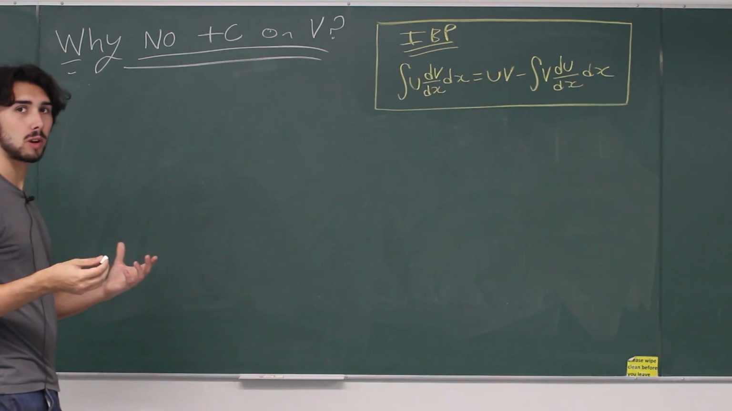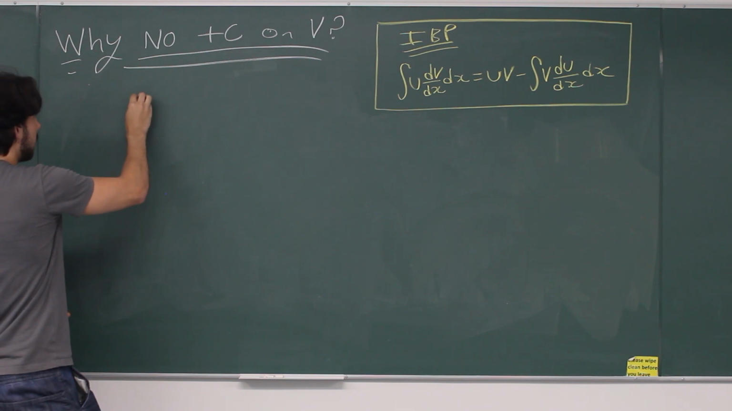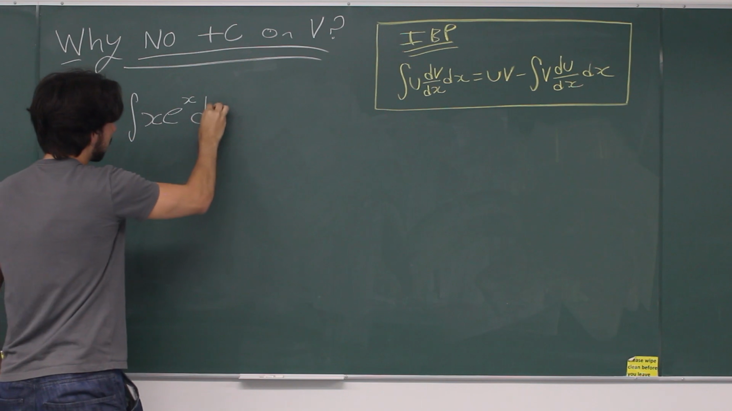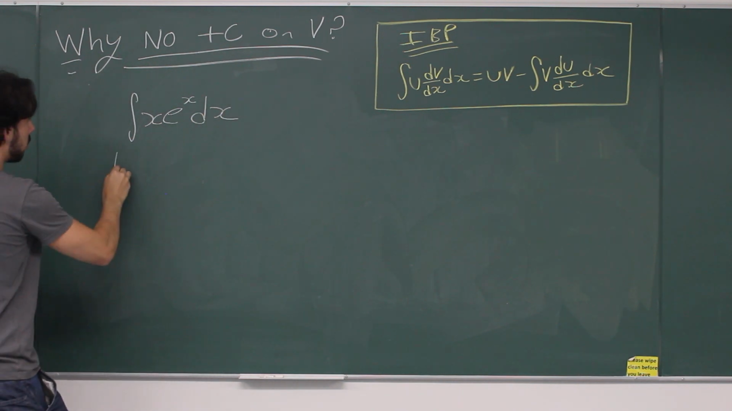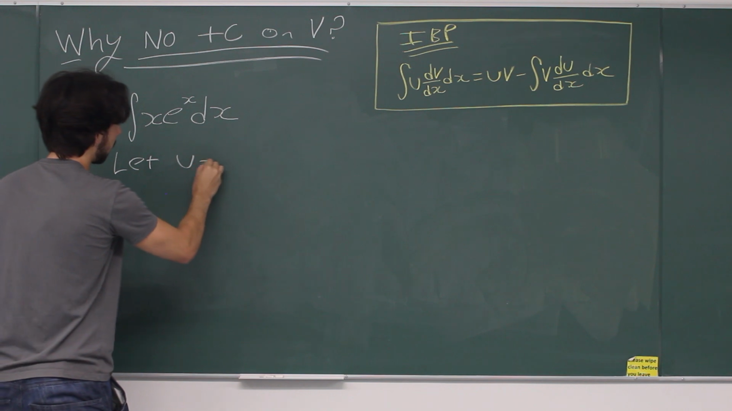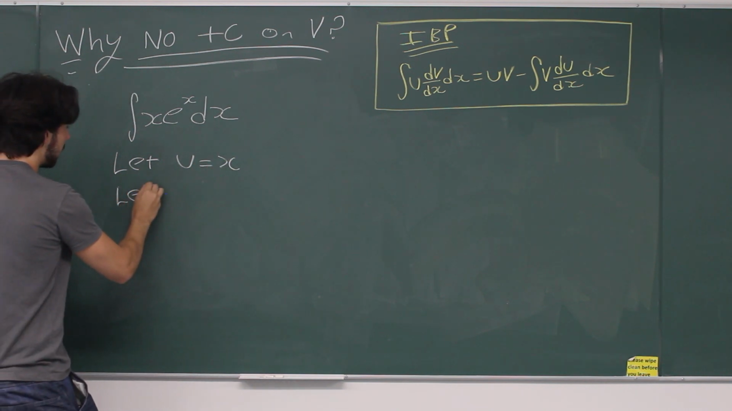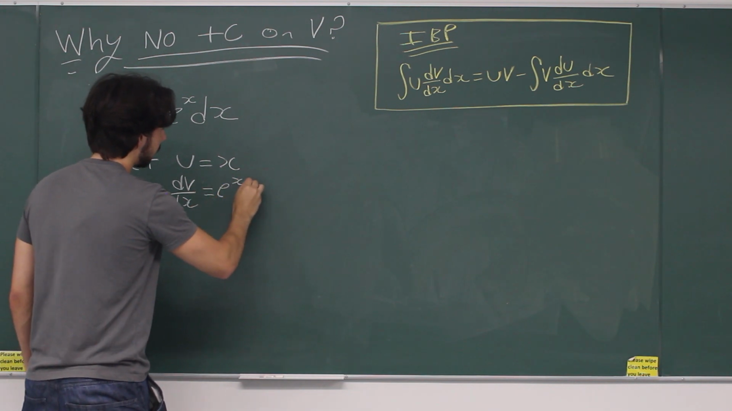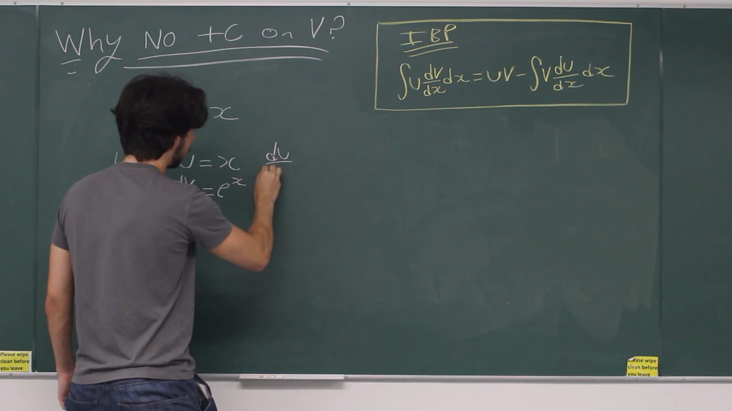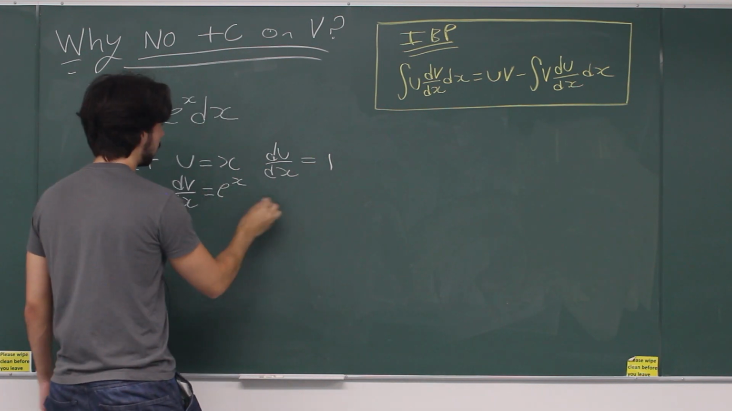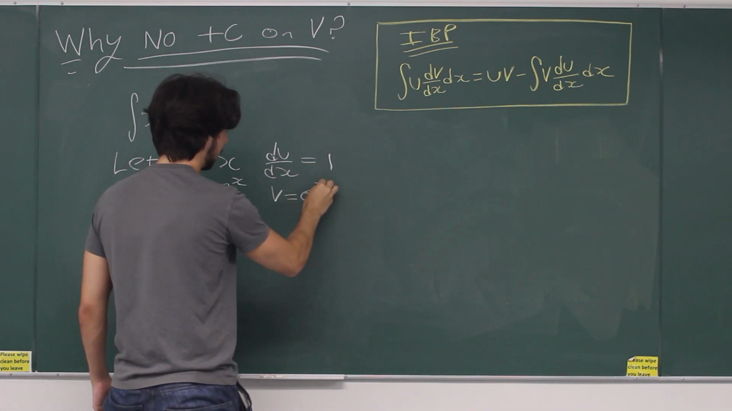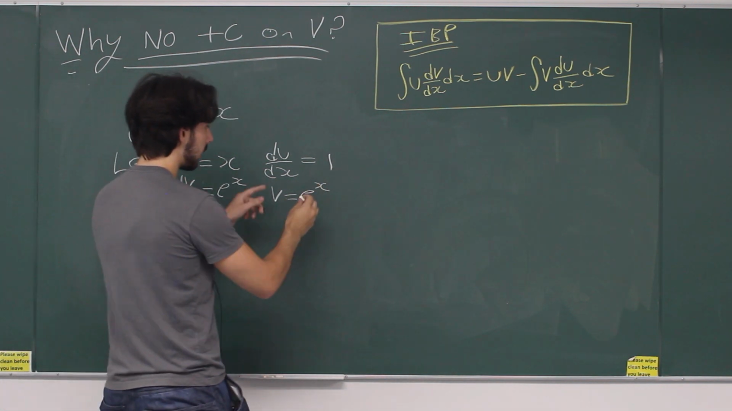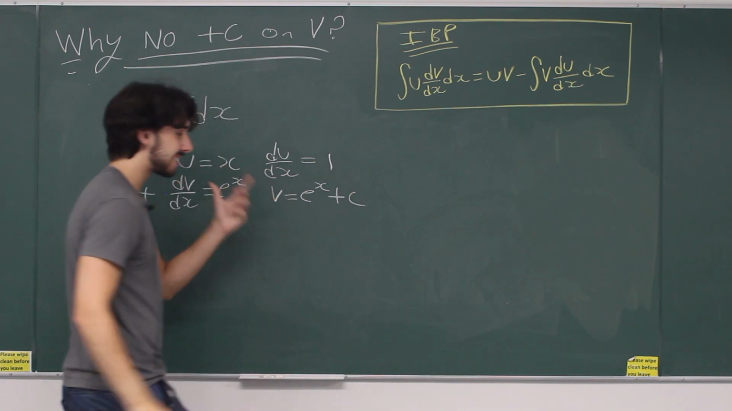Imagine that we were doing a fairly straightforward integration by parts question. Something like the integral of x times e to the x. Well, how would you do this? You would let u equal x, you would let dv/dx equal e to the x, you would find du/dx to be the number 1, and you would find v to be e to the x, right? Sounds good so far. But the question is, why is it not e to the x plus c?